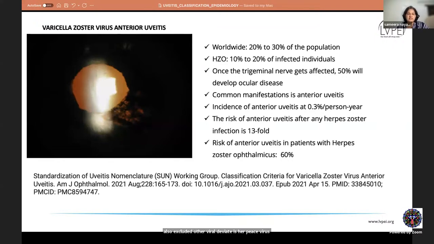Next is varicella zoster virus anterior uveitis. This entity has worldwide distribution. 20 to 30% of the population are actually infected with varicella zoster virus at some point in their life. 10 to 20% of infected individuals will develop herpes zoster ophthalmicus. Once the trigeminal nerve gets affected, 50% will develop ocular disease. A common manifestation is anterior uveitis. The incidence of anterior uveitis is 0.3% per year. The risk of anterior uveitis after any herpes zoster infection is increased 13-fold. The risk of anterior uveitis in patients with herpes zoster ophthalmicus is 60%.